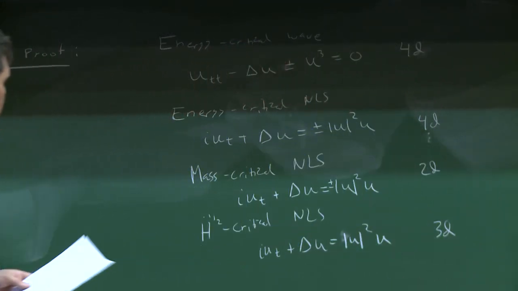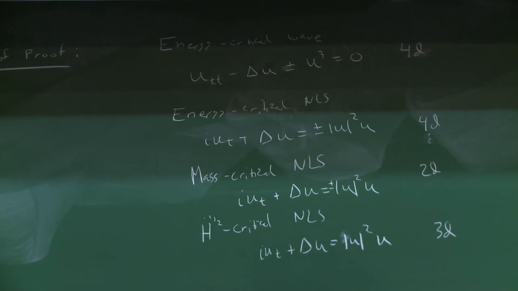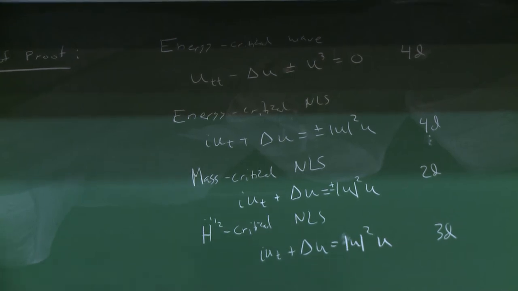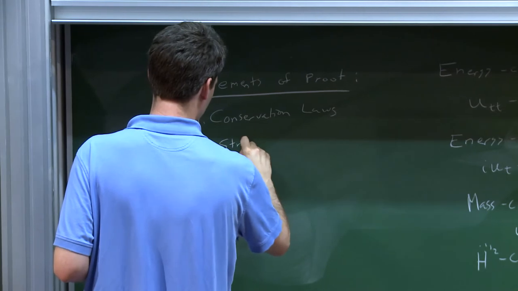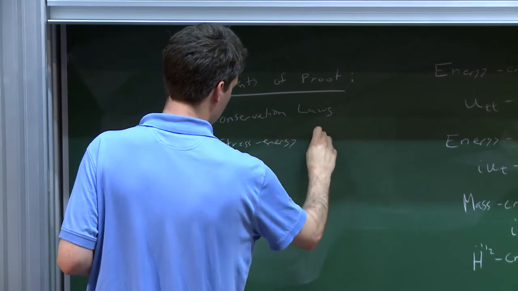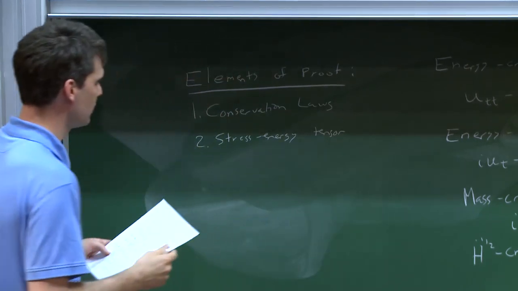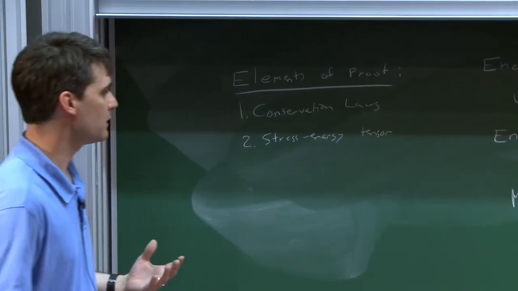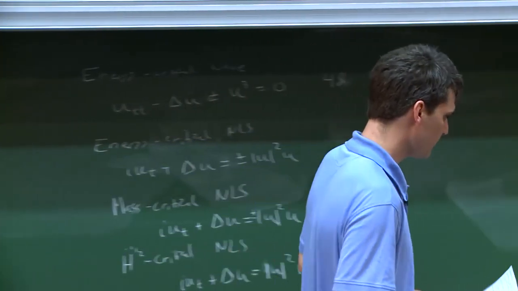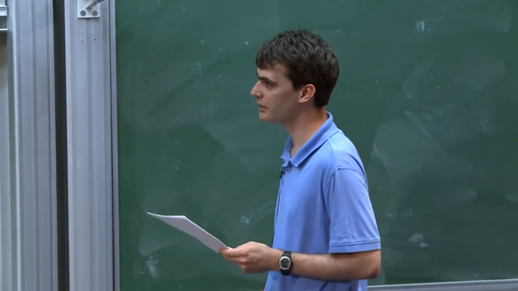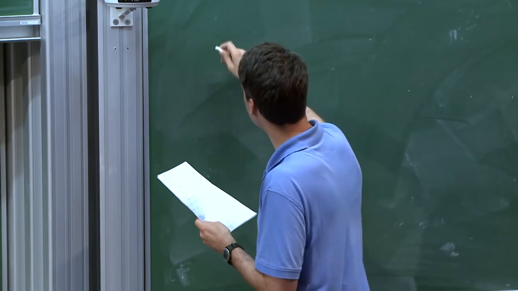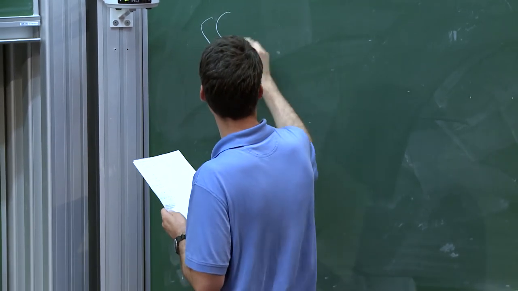So for these types of problems, the elements of proof have generally centered around conservation laws. And then from that, you have sort of a stress energy tensor along with that. So when you solve, for example, the energy critical wave equation, let's say you have radial data, so you have your Morawetz estimate.